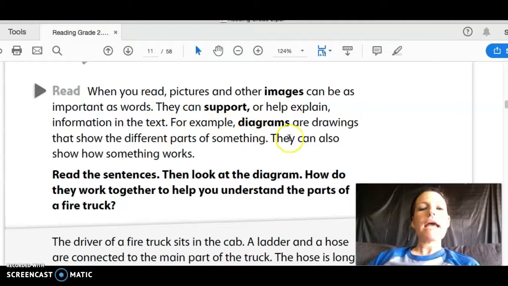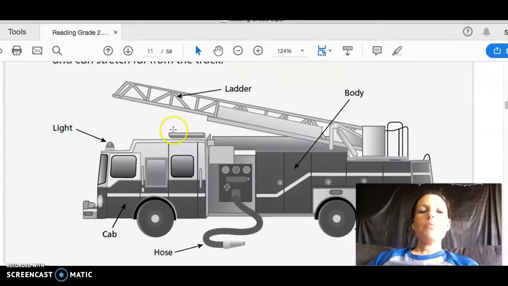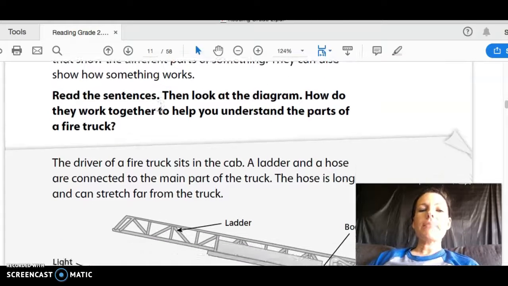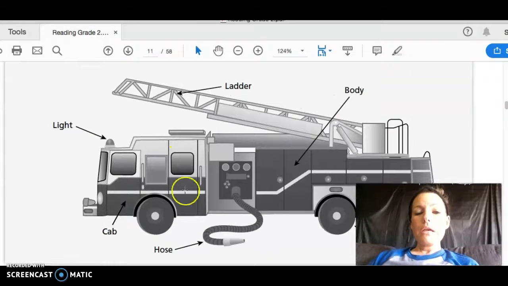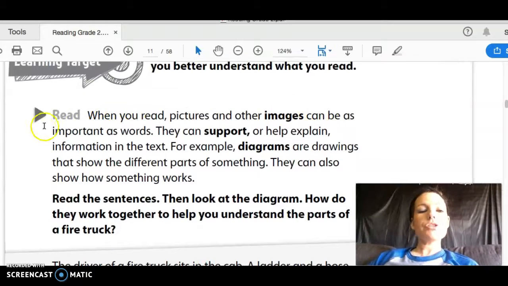For example, diagrams are drawings that show different parts of something. They can show you how something works. I want to go down to page 11 where we see this diagram. Now that's a word that we haven't really talked about too much. A diagram explains how something works by labeling the different parts. Right here we see this fire truck that has been labeled with the different parts of the fire truck. We see the light, the cab, the hose, the ladder, the body, and the wheels. Diagrams are important pictures that show us different parts of something.